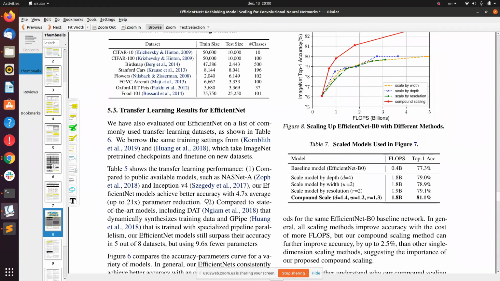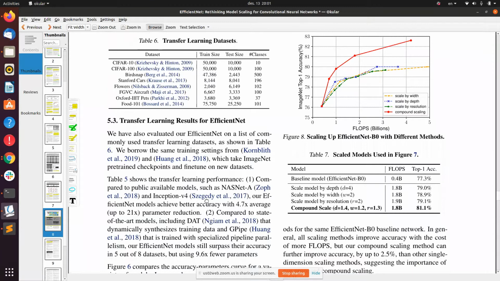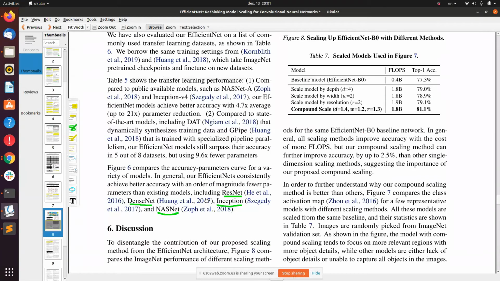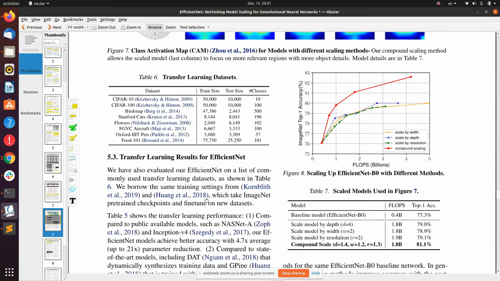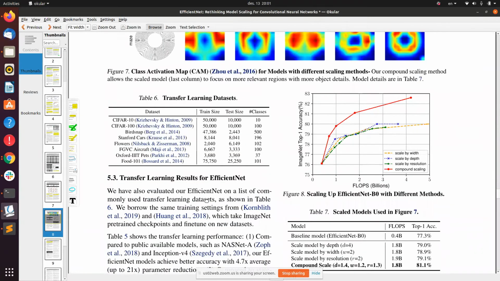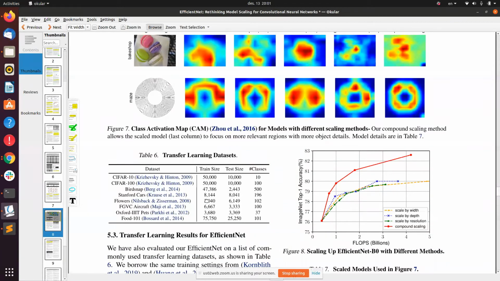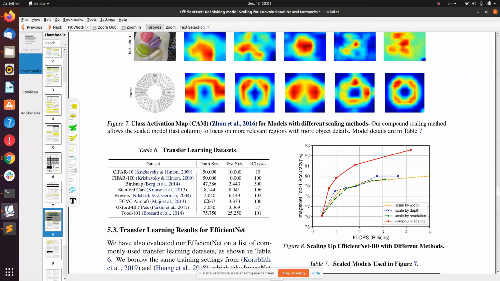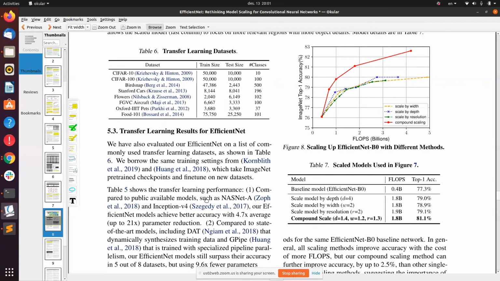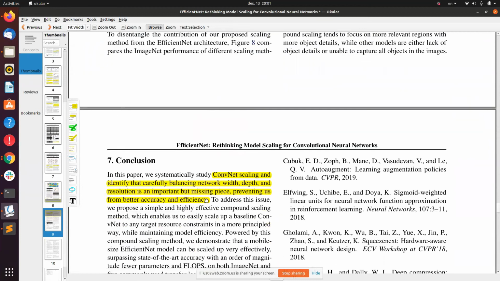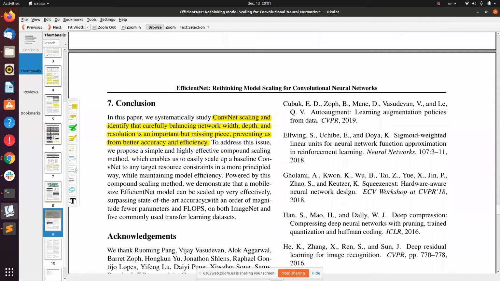The third thing they have done is transfer learning results for EfficientNet. So this is the result section they have given, where they have done comparison with existing state-of-the-art results, showcasing different metrics and activation maps. So with that, more or less, I am done with the paper.